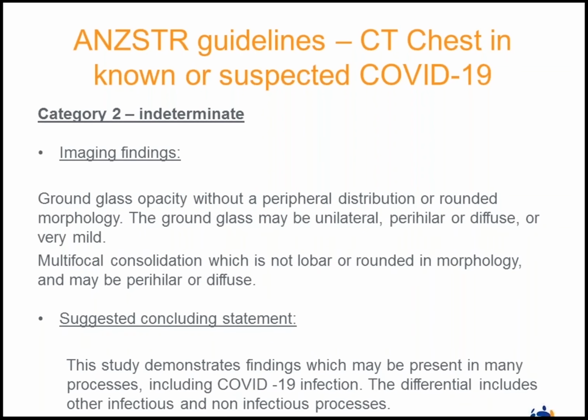But category 2, so the indeterminate category. So we're starting to see ground glass opacities, but without the classical peripheral, basal, rounded morphology. And you may see consolidation, which is not what we expect. It's not rounded, but it's not a single lobe. Maybe it's perihilar. And I'll show you some examples here.